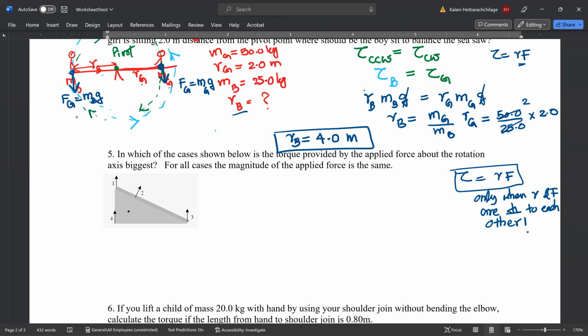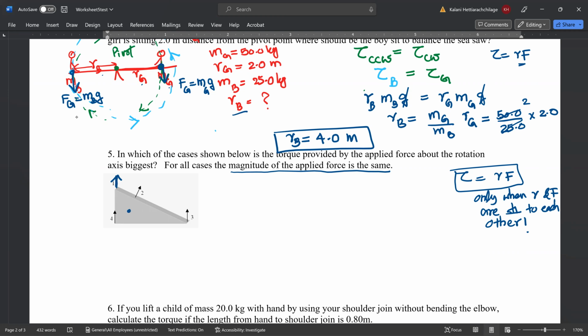In which case below is the torque provided by the applied force largest about the rotation, and in all four cases the magnitude of the applied force is the same. That means all have the same force. Now let's move one by one. Number one is the first one. So I have the force here, right? And I need the pivot point. This is where the pivot point is. I need to find the distance to that.